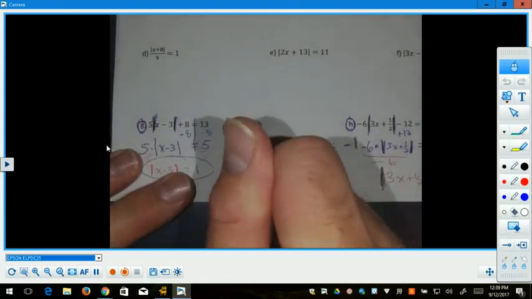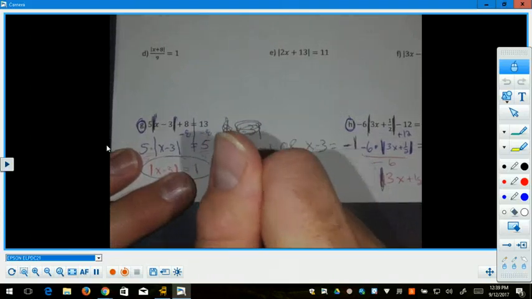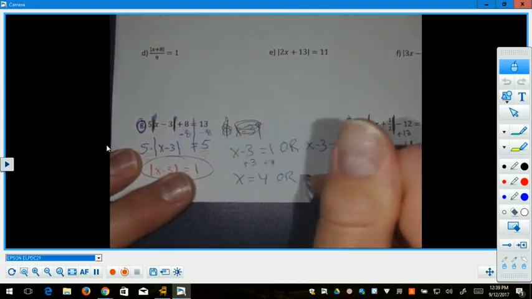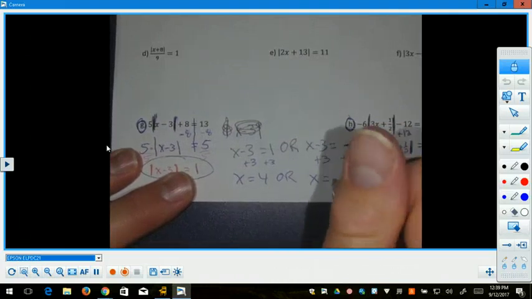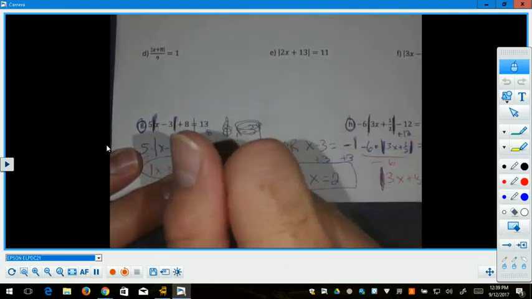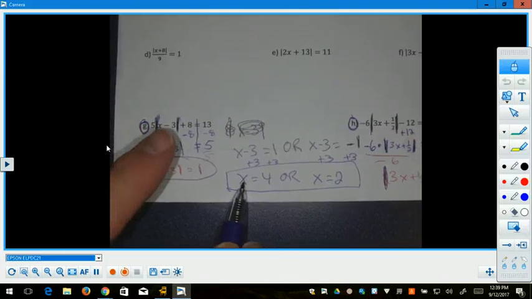Now I add 3 to both sides on the left equation. That gives me x equals 4. Adding 3 to both sides on the right side equation, x equals 2. I have 2 answers. I can plug them in and check.